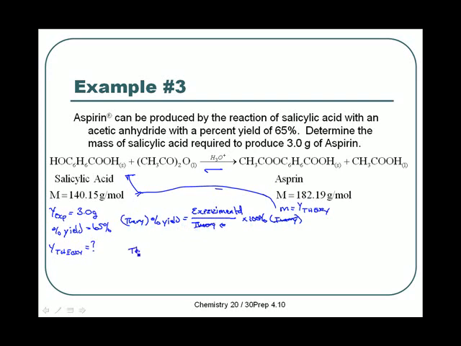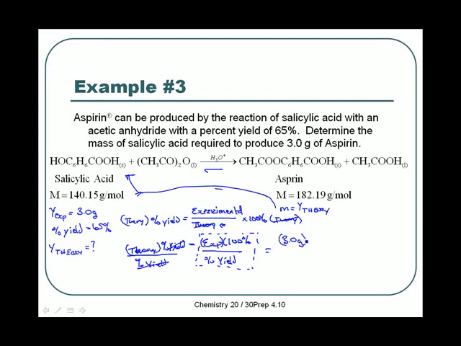On the left, we get our theoretical yield times our percent yield is equal to our experimental yield times 100%. Now to get the theoretical yield by itself, I'll divide both sides by percent yield. On the left, the percent yields cancel. And now here I have a formula to find my theoretical yield.